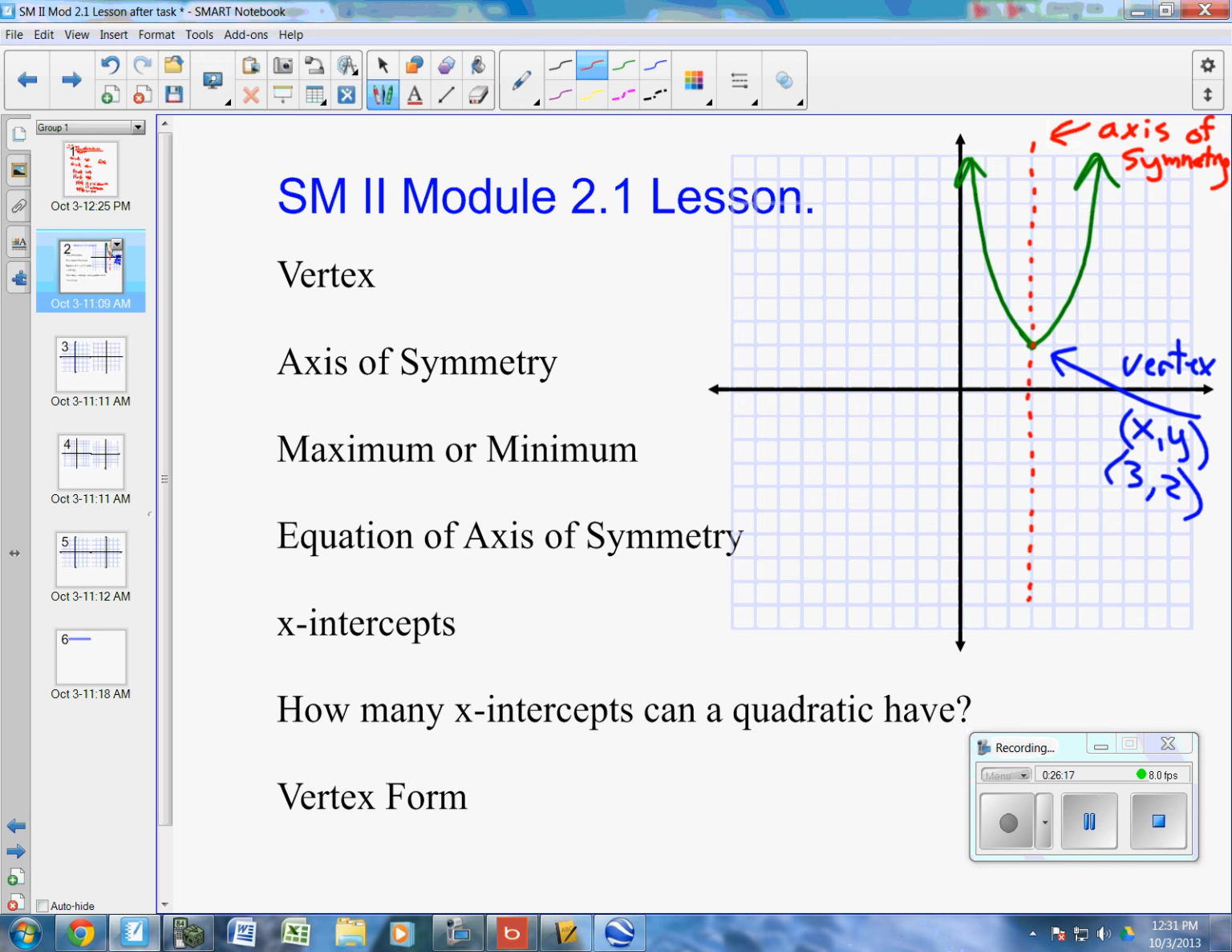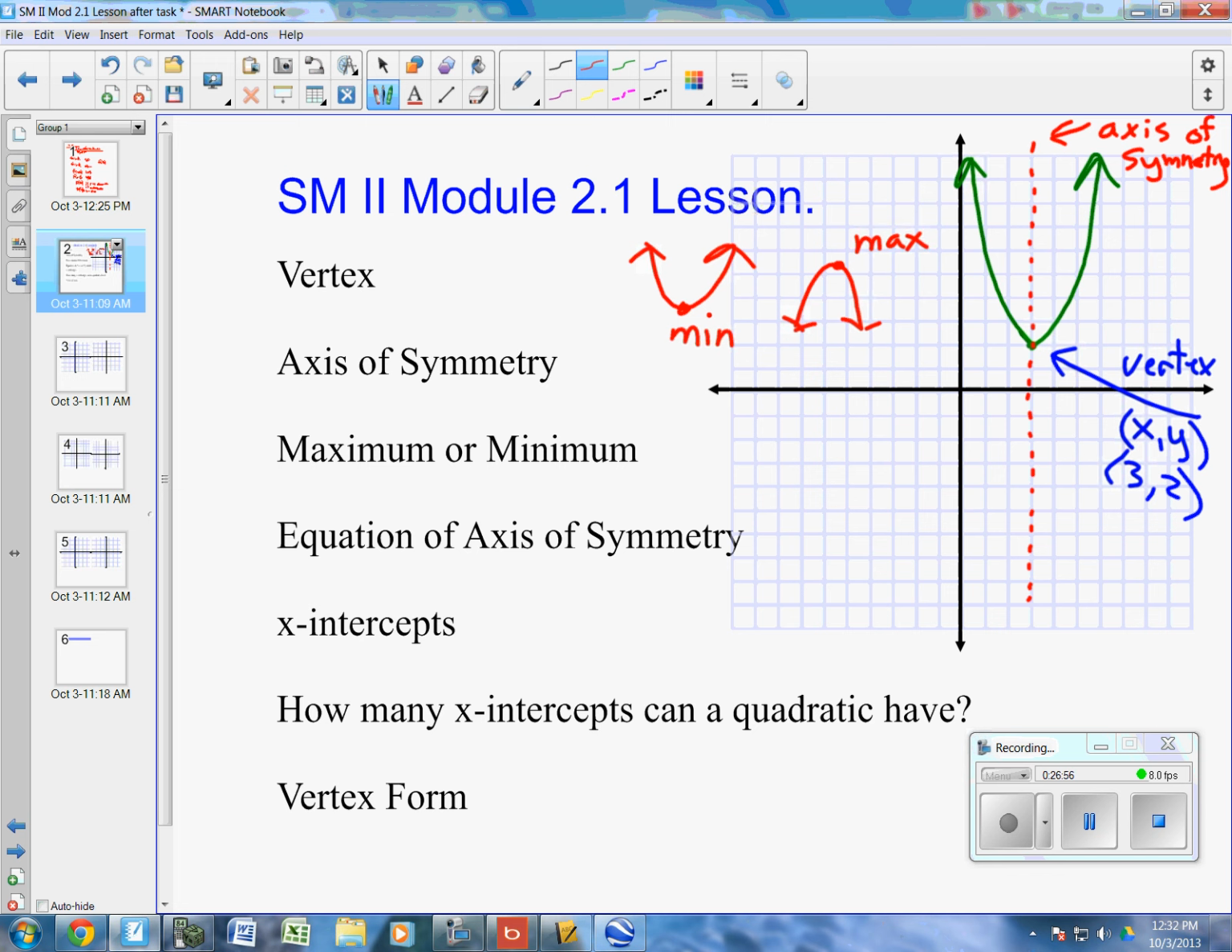Okay. Maximum or minimum? Anybody know what a maximum or a minimum is? Does this parabola have a maximum or a minimum? It has a minimum. Where is that minimum? At the vertex. Is that what you're saying, Kelvin? Okay, yeah. This thing has a minimum, because if a function opens up, the vertex is a minimum. If it opens down, the vertex is a maximum point on the graph.